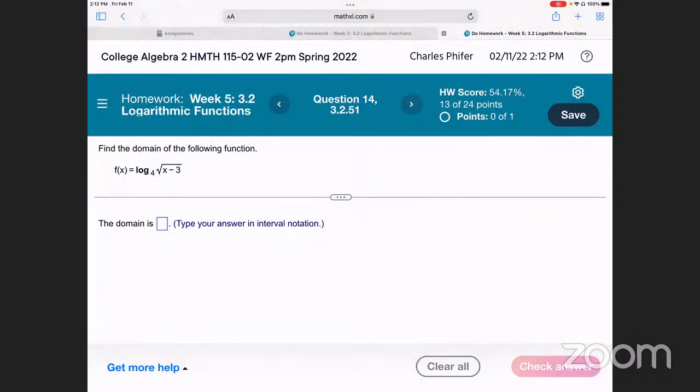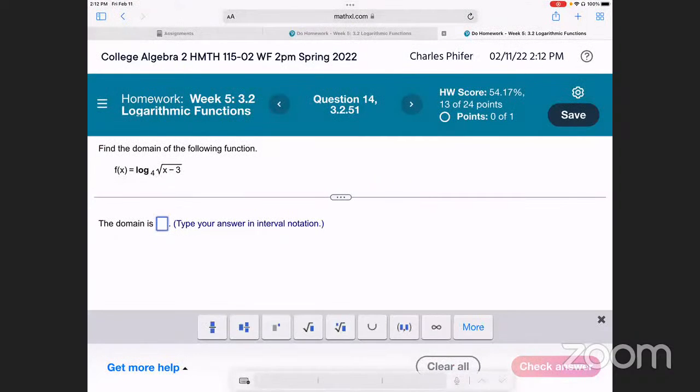Let me see. So we said 3 to infinity. The open interval, 3, comma, infinity.